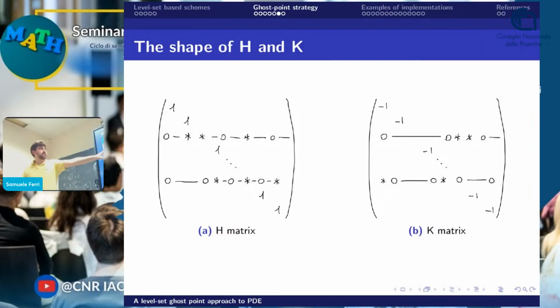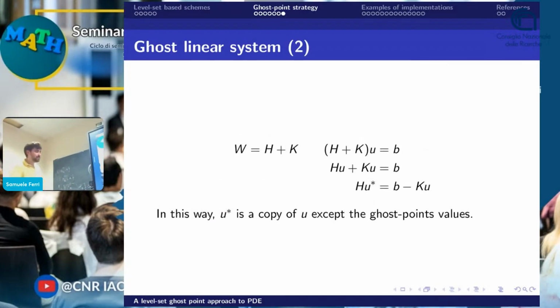So these are the two matrices according to the previous construction. The H matrix has 1 on the diagonal, except for these points, which are the weights of the interpolation, and the K matrix is the same. Also, the K matrix can have 0 on the diagonal, but luckily we don't want to invert this matrix, so it is not a problem. The major problem is the H matrix, if it has a 0 value at some points on the diagonal, but this doesn't happen.